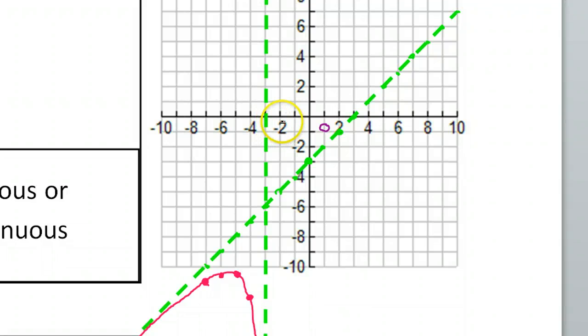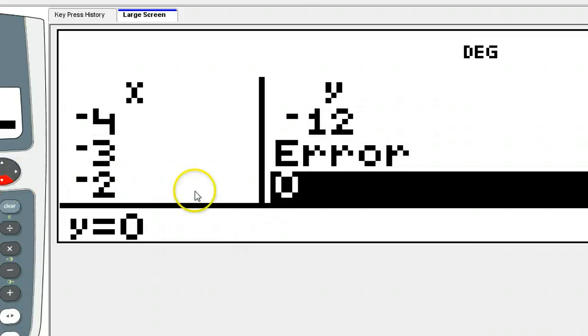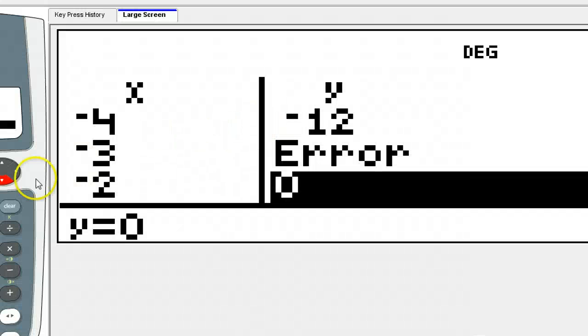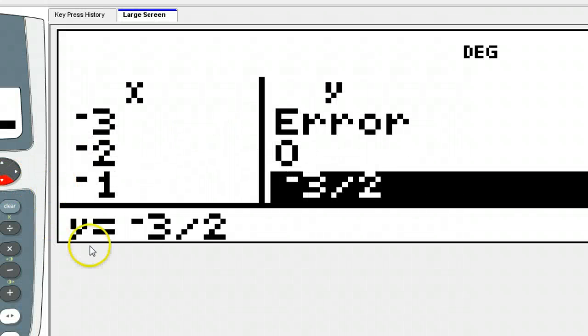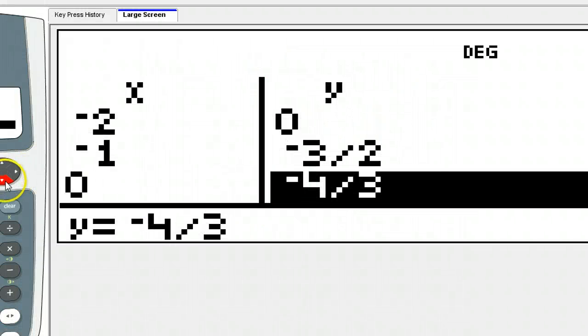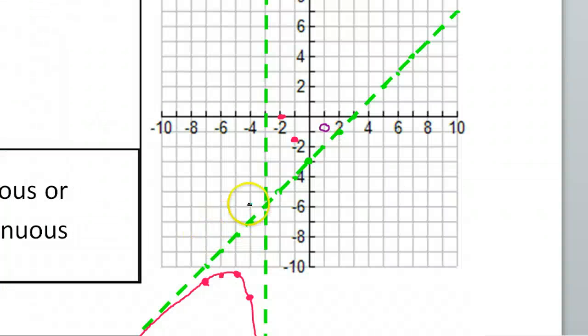So let's look at negative 2, negative 1, 0. So let's look at negative 2. At negative 2 we're at 0. Okay, at negative 1 we're at negative 1.5. So that would be like here. At 0, we're at negative 1.3.